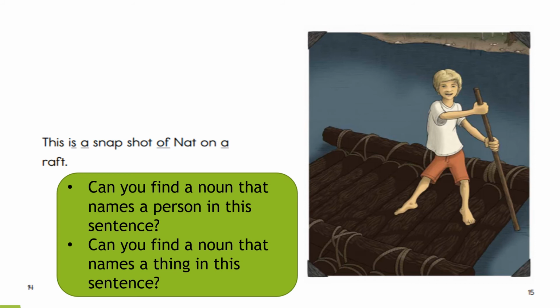The person in this sentence is Nat. Nat is a noun because it is a name of a person. Can you find a noun that names a thing in this sentence? Snapshot is a thing. A thing is a noun. Raft is also a thing. A thing is a noun.